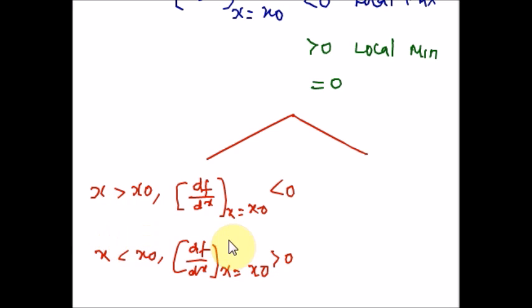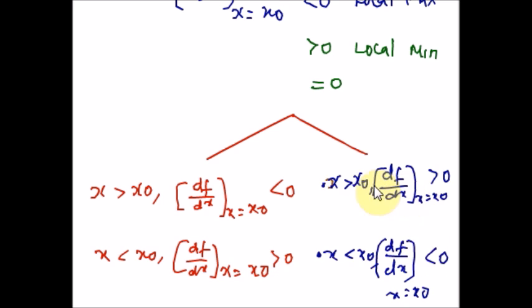Similarly, if for x greater than x naught, the first derivative is greater than 0, and for x less than x naught, the first derivative is less than 0, that is, the function is decreasing for x less than x naught and increasing for x greater than x naught, we can conclude that x is equal to x naught is the point of local minima. Hope you're clear with this concept. So based on the second derivative test, you can describe the local maxima and local minima.